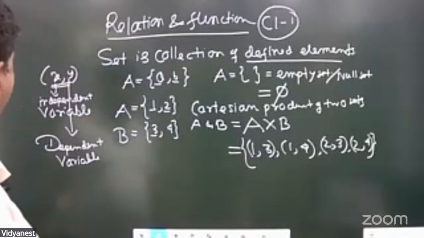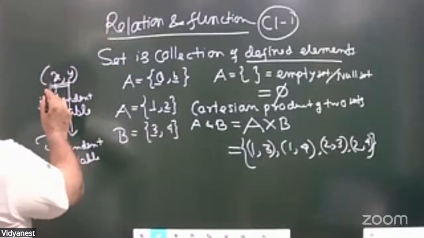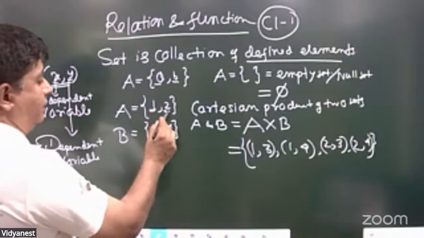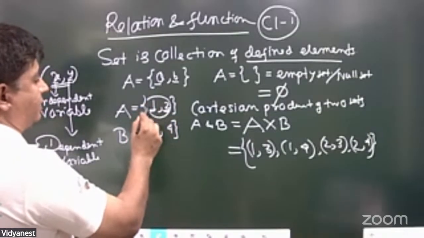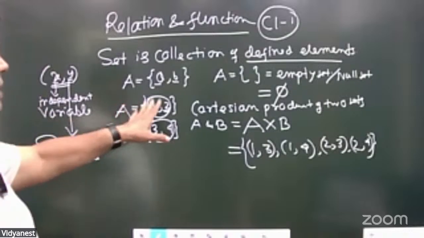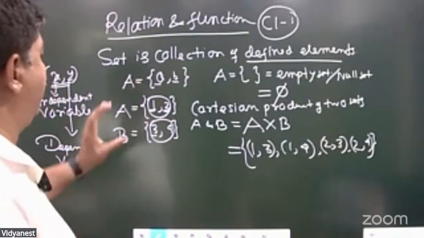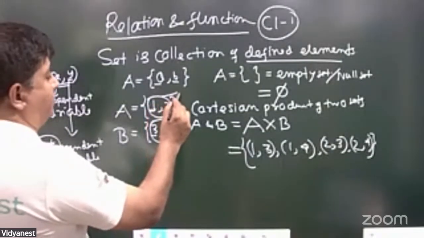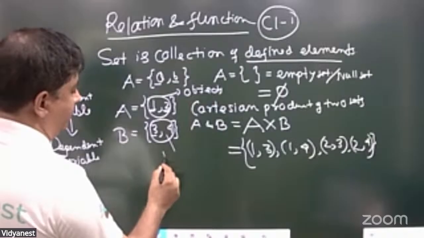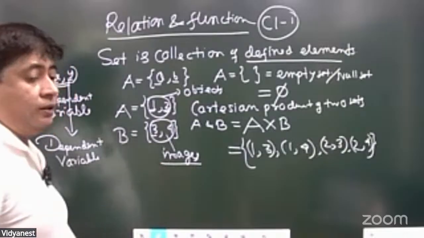Now you see this x and y. The elements in set A are x, the elements in set B are y. That means the elements in set A are called objects and the elements in set B are called images. Okay?